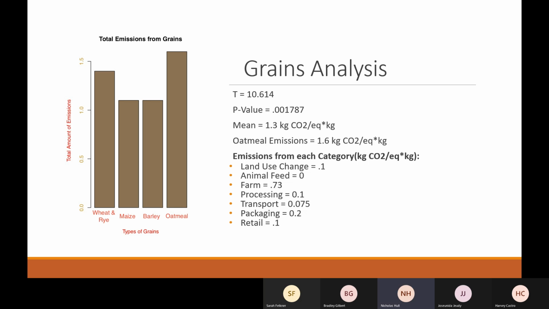All right, so grains are one of the most popular crops produced and distributed throughout the world. They're used in a vast majority of all cooking applications, and with the heavy use associated with these grains comes a massive amount of carbon dioxide emitted into the atmosphere, mostly through farming, land use change, and processing. Overall, the average emissions from grains is 1.3 kilograms of carbon dioxide, and oatmeal was found to have the highest emissions of grains with 1.6 kilograms of carbon dioxide.